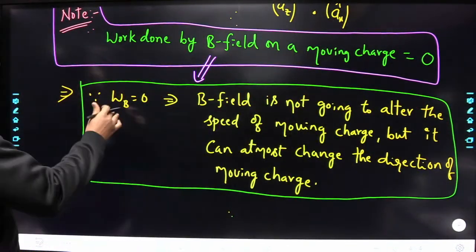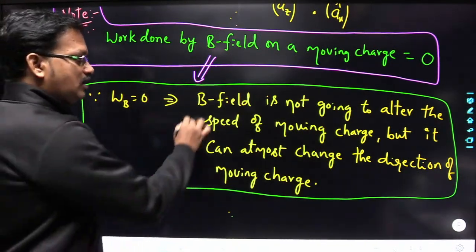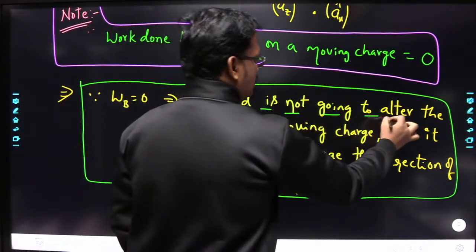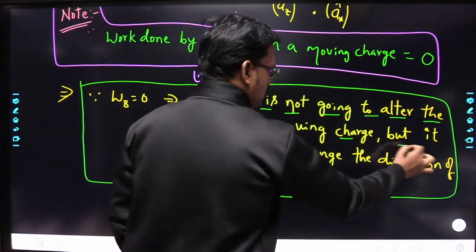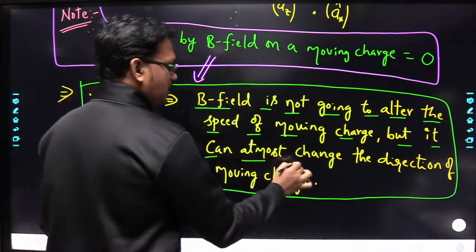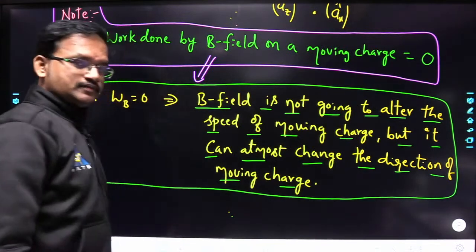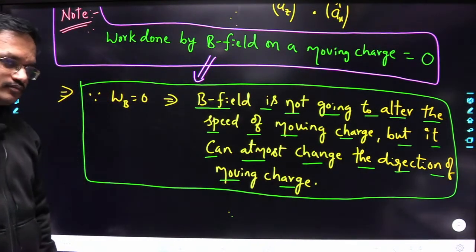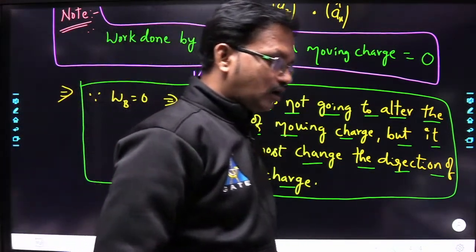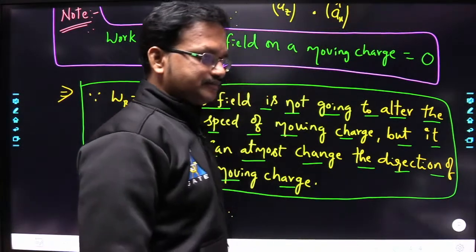Since the work done by the B field on the moving charge is equal to 0, this implies that the B field is not going to alter the speed of the moving charge, but it can at most change the direction of the moving charge. Understood? Is this point clear? Tell me here, Parasmoon, Rahul Thakur, Alok Kumar, is this point clear?